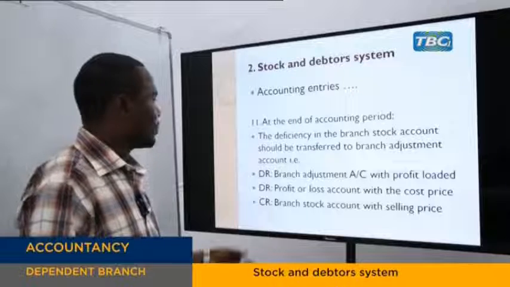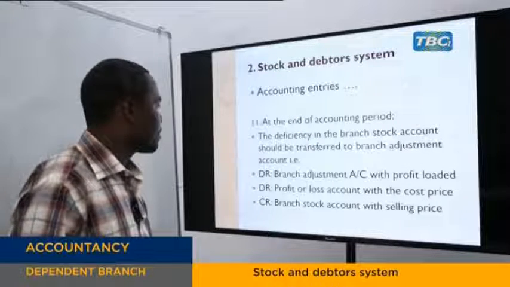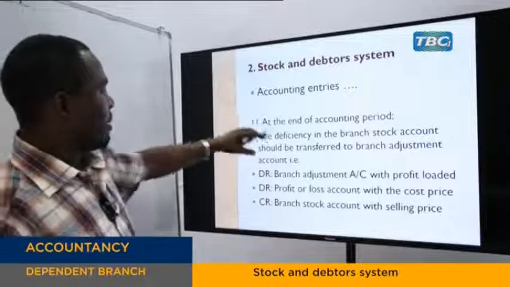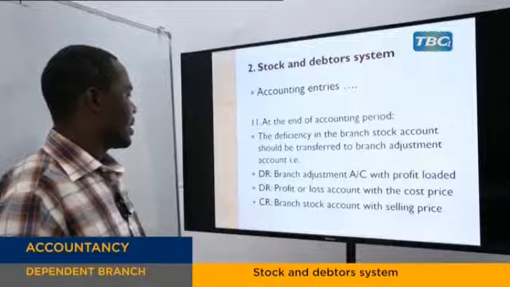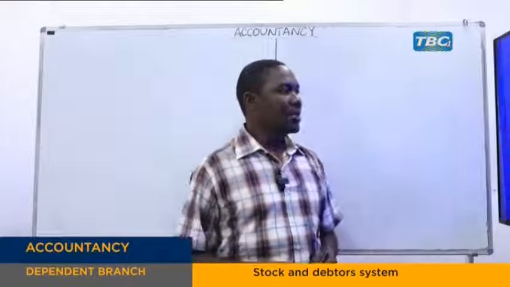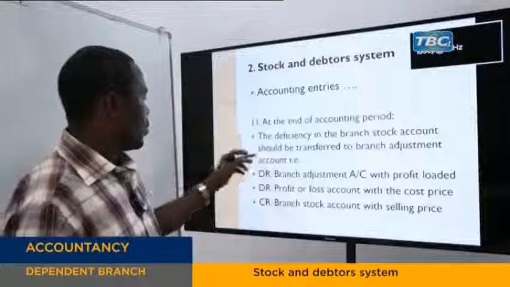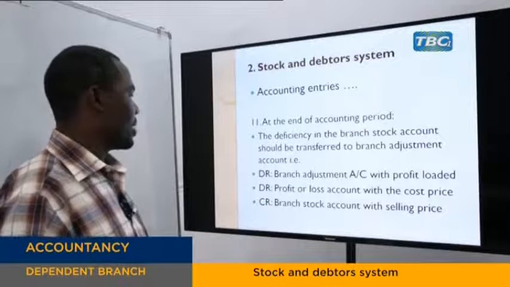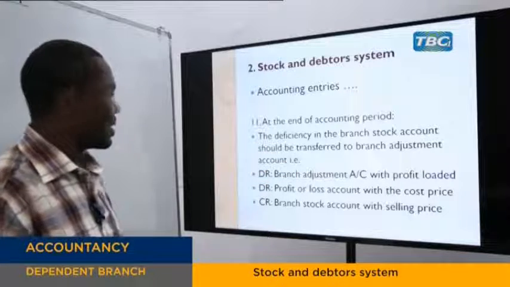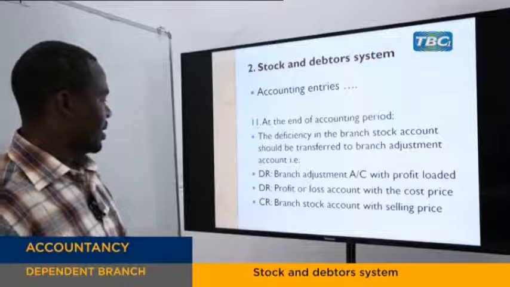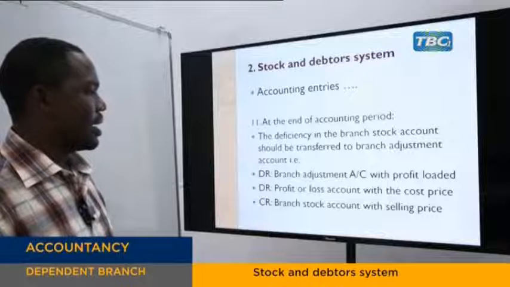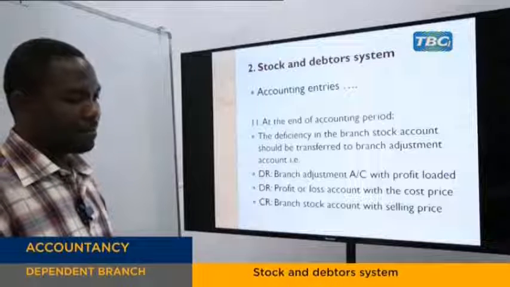At the end of the year, of the accounting period, if there is any deficiency in the branch stock, it should be transferred to branch adjustment account. If there is any deficiency, this should be transferred to branch adjustment account. How is this being transferred? Now we do this entry by debiting branch adjustment account with the profit loaded.